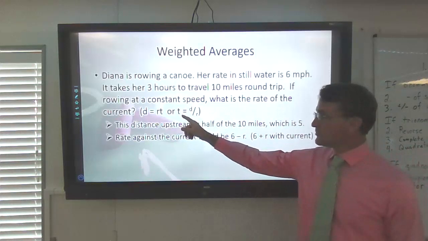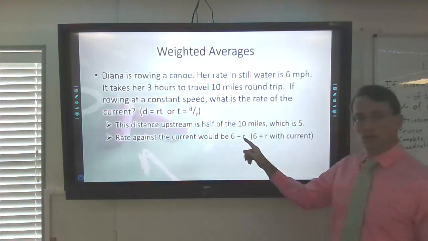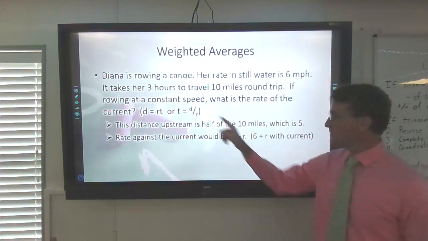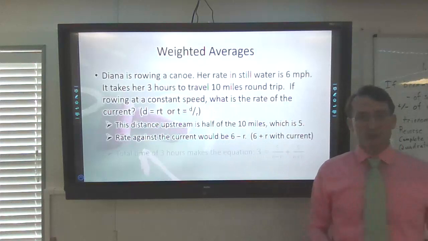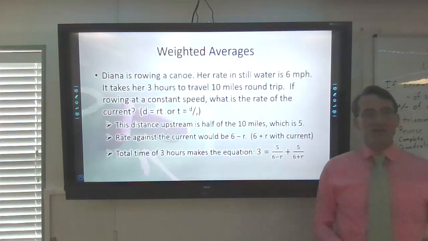So her 3 hours is going to be the 5 miles divided by the rate going upstream, plus the 5 miles divided by the rate of going downstream. So I get this equation right here. Once I have that equation, we can use our regular process that we just learned in the previous lesson to solve.